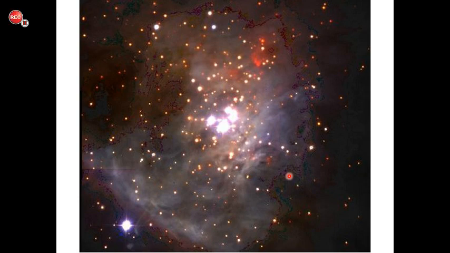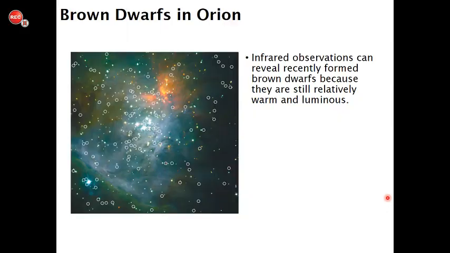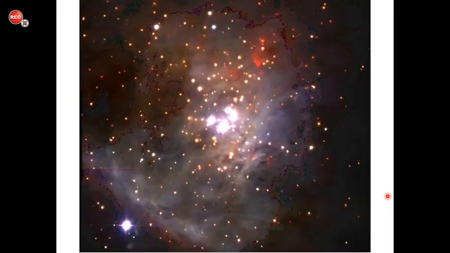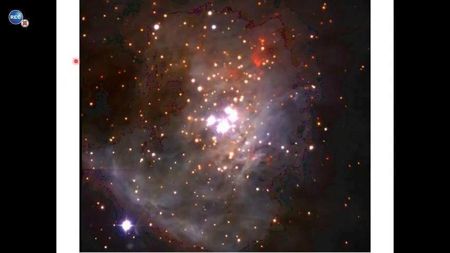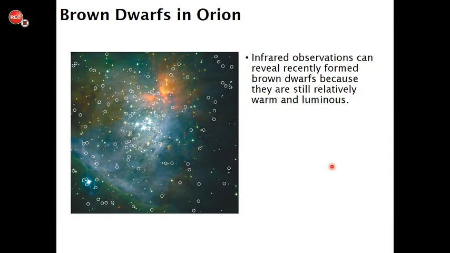And so here's an image. I think that's the same image, yeah. So you can see a lot of these objects that are glowing are probably brown dwarfs.